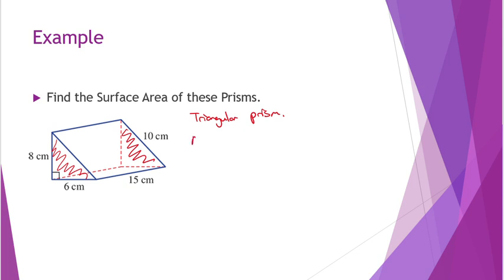So to find the area of a triangle, the formula was base times height divided by 2. So I know the base is 6 and I know the height is 8. So I'm going to do 6 times 8 divided by 2, and that should just end up being 24 centimeters squared. Now, because there's two triangles, I need to actually multiply this by 2. So I'm just taking that into account as well. That means the total surface area for the two triangles so far is 48 centimeters squared, okay?